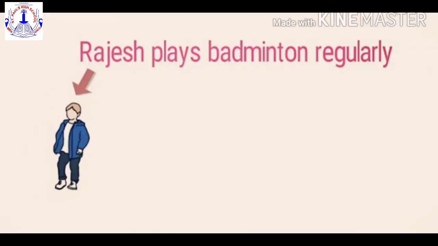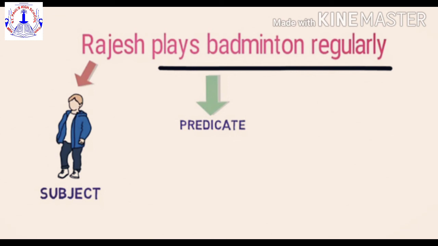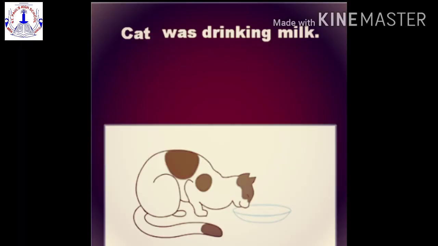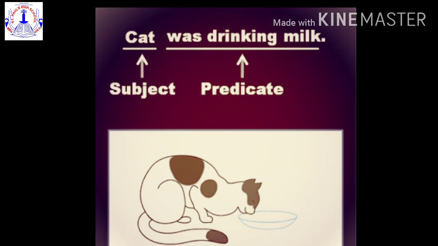Seventh, Rajesh plays badminton regularly. Here, Rajesh is the subject and plays badminton regularly is the predicate. Eighth, cat was drinking milk. Here, cat is the subject and was drinking milk is the predicate.